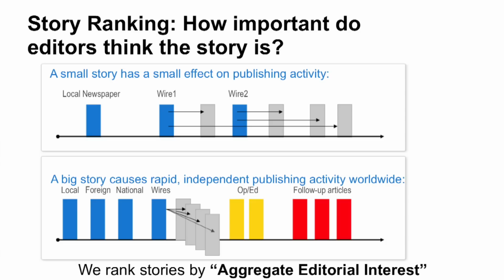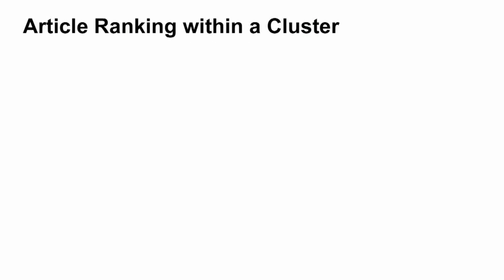You can see that due to all the editorial interest about this story, we will likely rank it higher than the interest story about a man giving out free cars in North Carolina. So that's story ranking, where we're actually ranking those clusters. The next part about ranking is the individual article ranking.